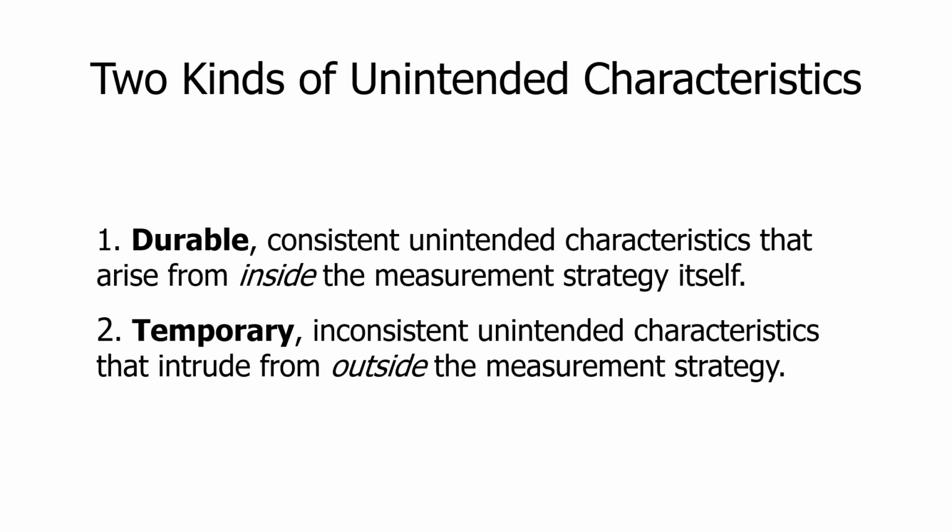That one arose in, I think it was, the Human Relations School of Occupational Psychology. It found that when people know that they're being measured, they perform a lot differently from when they don't think they're being measured. These are durable, consistent, unintended. Other factors are temporary and inconsistent unintended characteristics that intrude from outside the measurement strategy. These aren't part of the operational definition. They just create noise and randomness, happenstance, that inconsistently affect different students' performance on this hypothetical math exam.